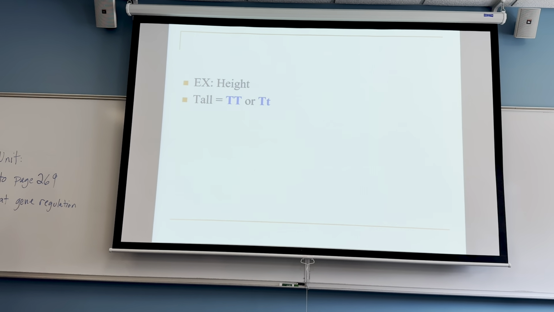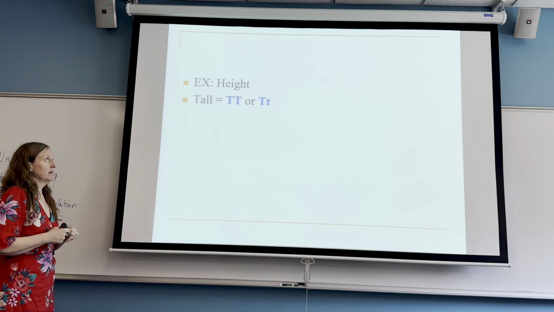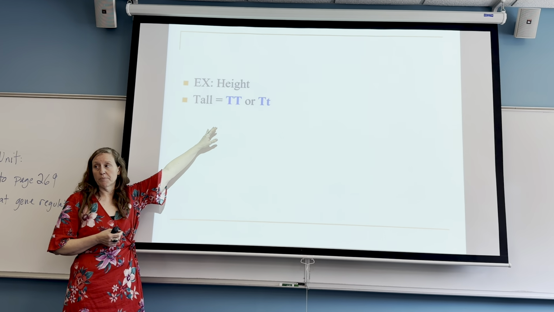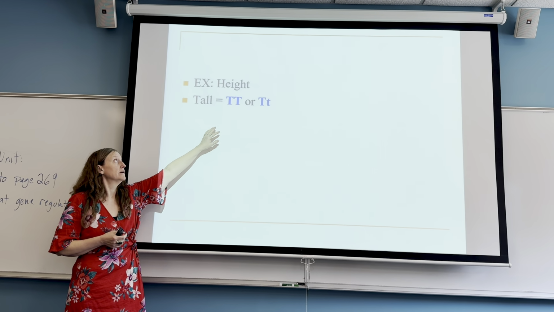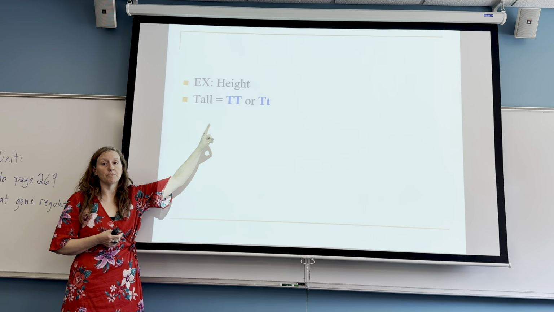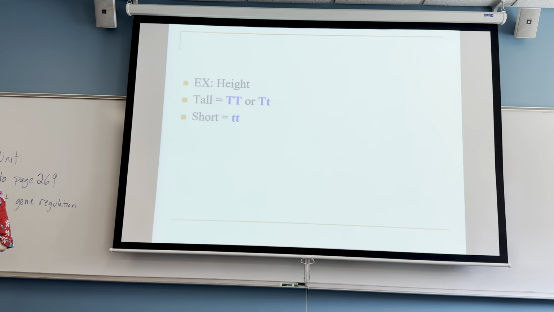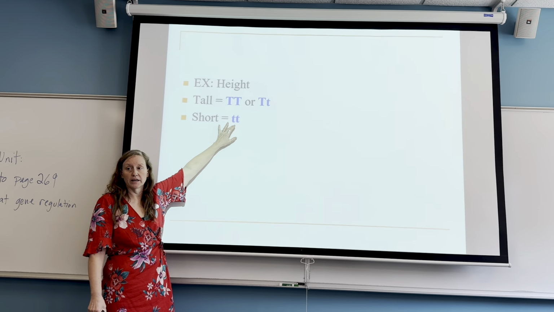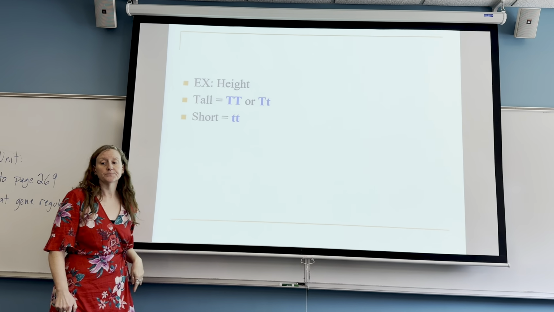So, for example, height. When we talked about height, and we talked about the dominant trait of tall, tall was represented by two alleles, capital T and capital T, or capital T and little t. And the recessive trait of short was represented by two little t's. Remembering again, you have two alleles for every trait because you get one from biological mom and one from biological dad.